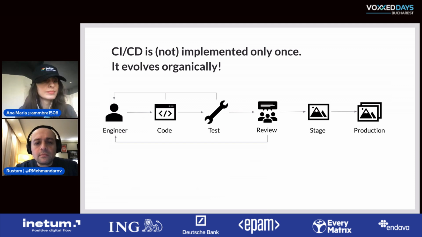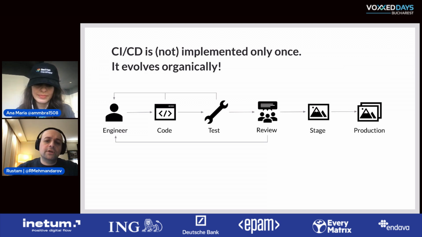So this timeline of an engineer doing something and it ending up in production is a kind of straightforward pipeline, but there are a few loops there where you can actually go back and test things and continue that.